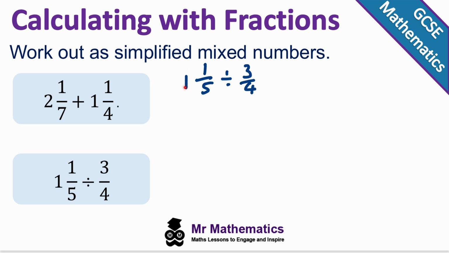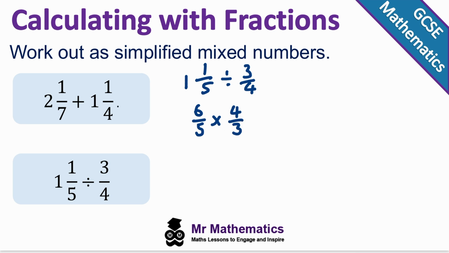Now I'm going to convert this to a top-heavy fraction. We've got 5/5 here, plus the 1 more. This will give us the 6/5. Then we need to change the divide to a times, and we multiply it by the reciprocal of 3/4, and this is 4 over 3.